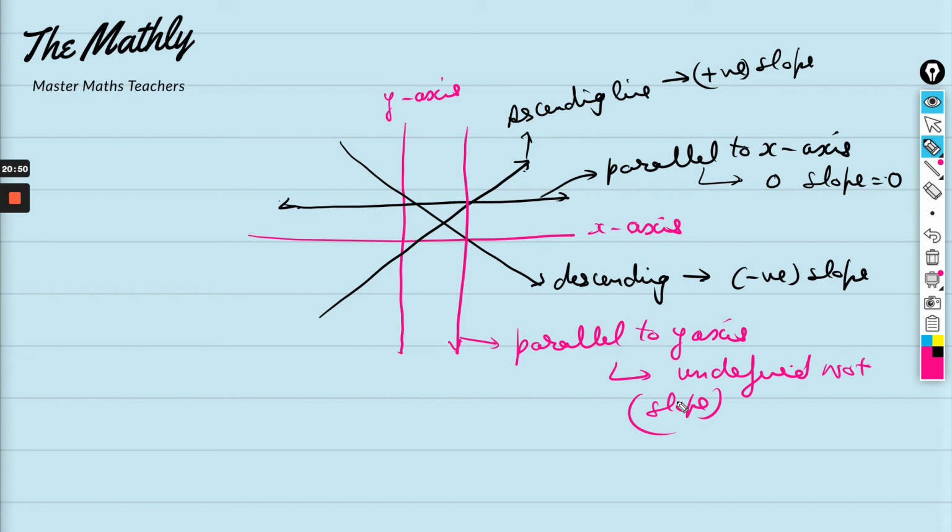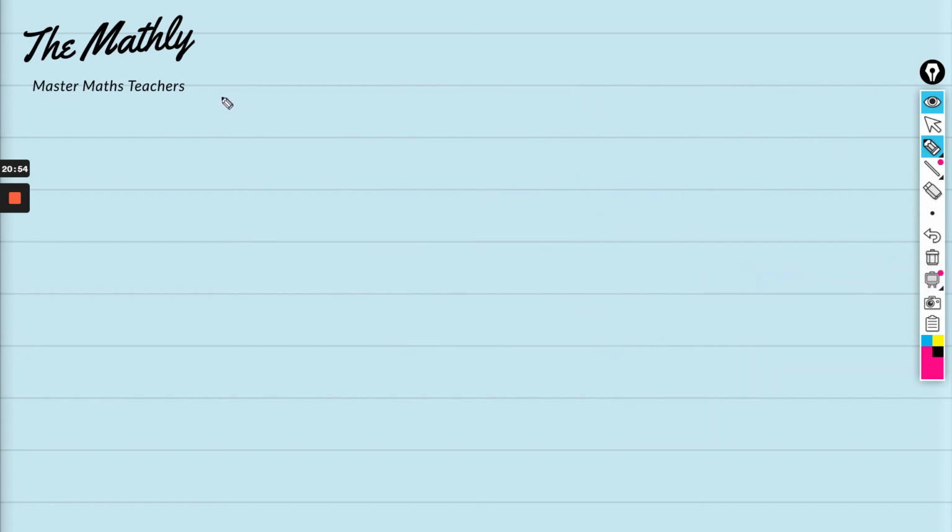Is that okay? I hope the things are clear now. Now let's move on. Let's try to understand one practical problem, like how they can ask you a real life example of a slope. Let's suppose you have $1,000 and you want to deposit it in a bank.